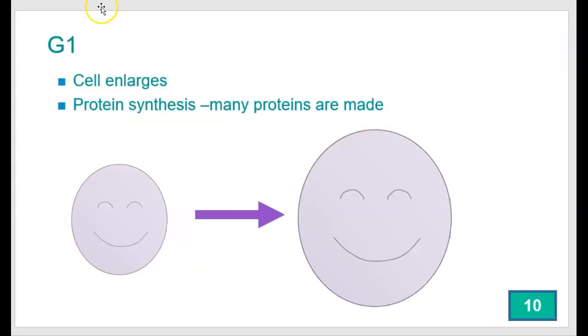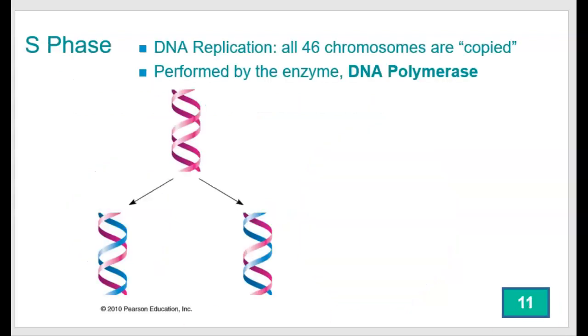So in G1, because protein synthesis is happening, the cell enlarges. Many proteins are going to be needed, including enzymes that will facilitate the process in S phase, G2 phase, and M phase. In the S phase, DNA is replicated. Now this bears a little scrutiny. DNA replication means that all 46 chromosomes are copied so that you then have 46 to go into each of two cells. There's an enzyme that copies DNA.